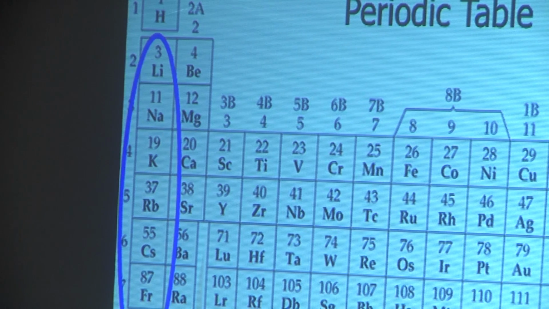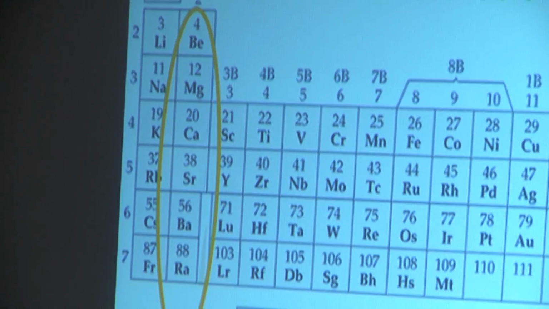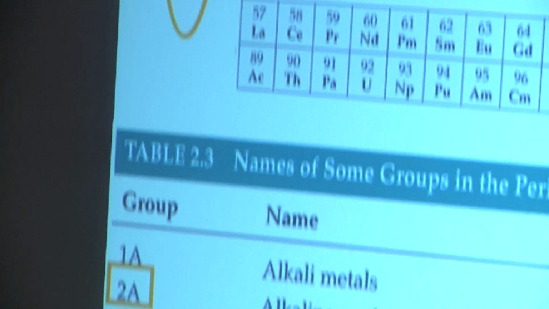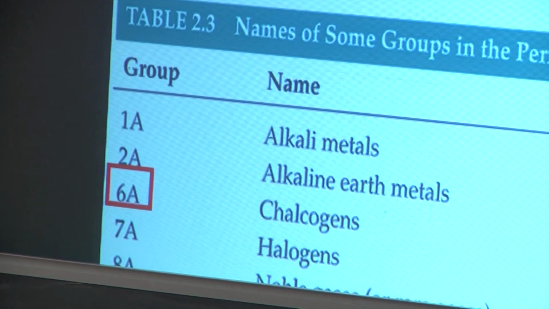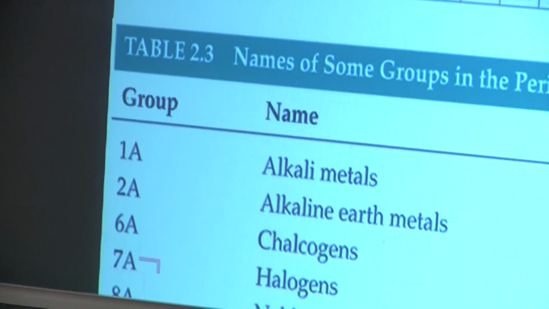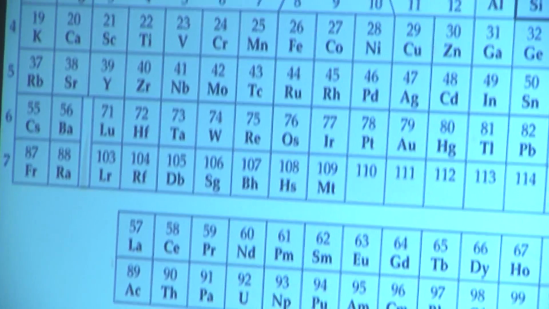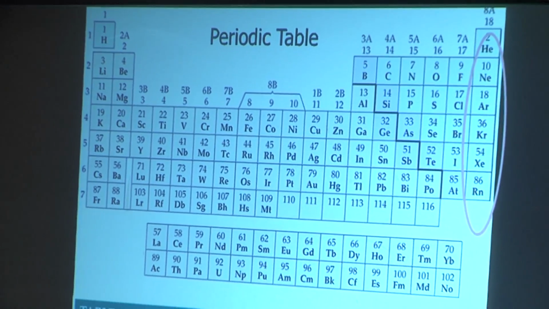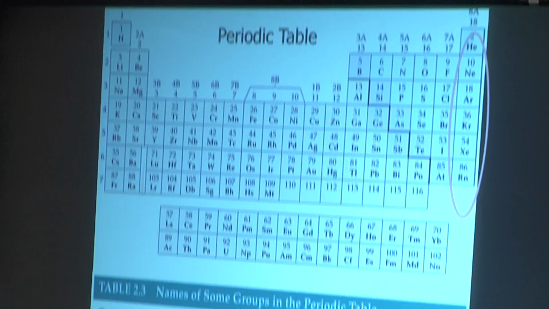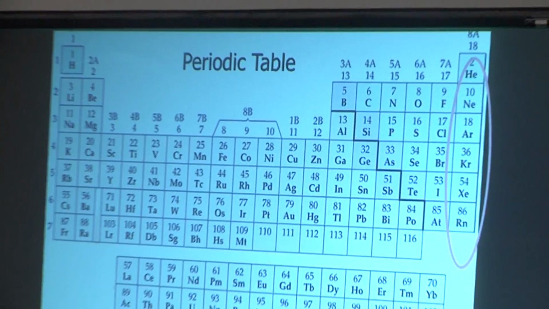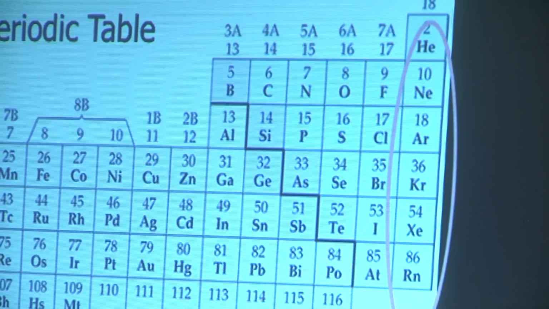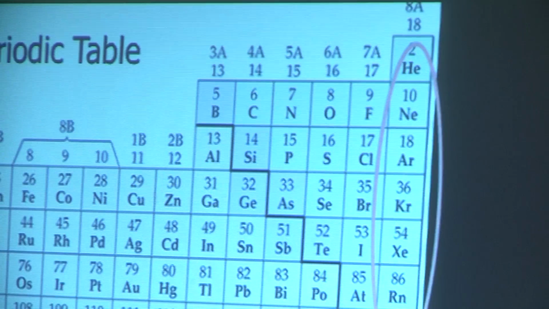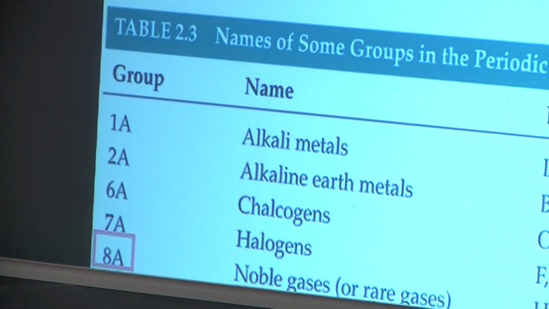Group 2A are called the alkaline earth metals. Group 6A are called the chalcogens, 7A halogens, 8A noble gases. Those are common names that, if you take chemistry and someone says something about a halogen, you should be able to say, oh, I know what that's talking about. It's talking about group 7A. Someone says something about the noble gases, they're talking about group 8A.